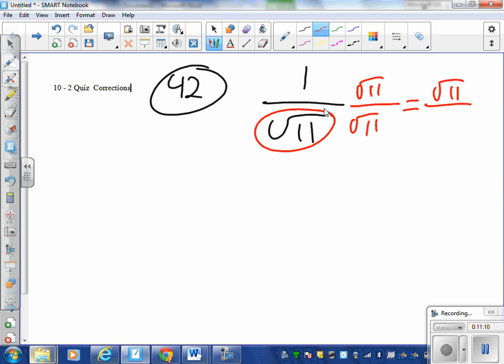Remember the trick? If you have the same number with the square root sign, your final answer is that same number. Okay? So you could go square root 11 times square root 11 and get that number, and then take the square root of that number. You're going to end up, again, still getting 11. So that's what you want to do with this problem.